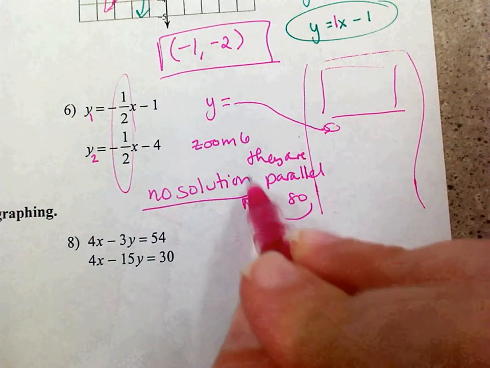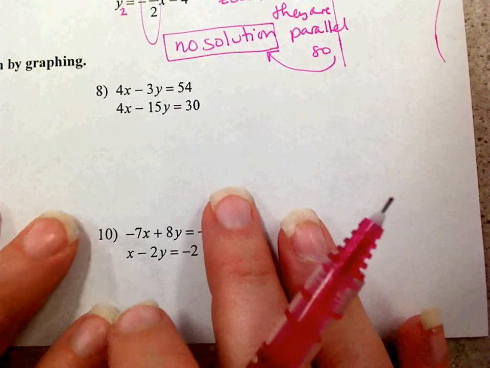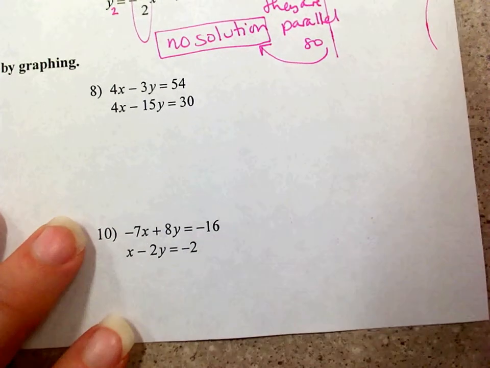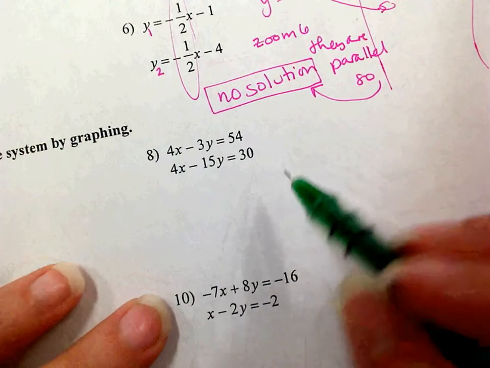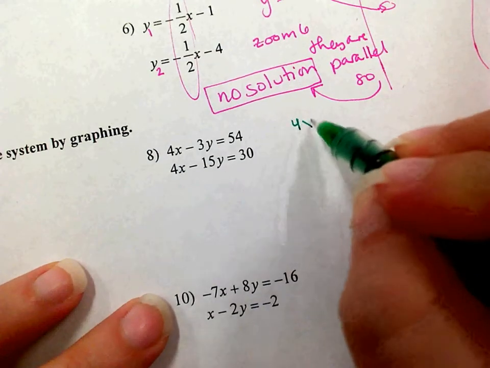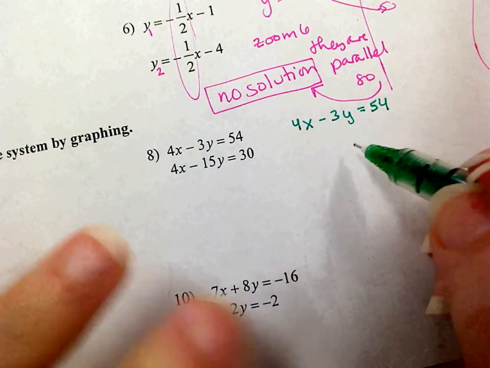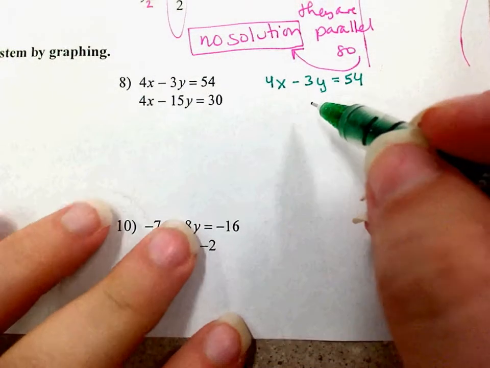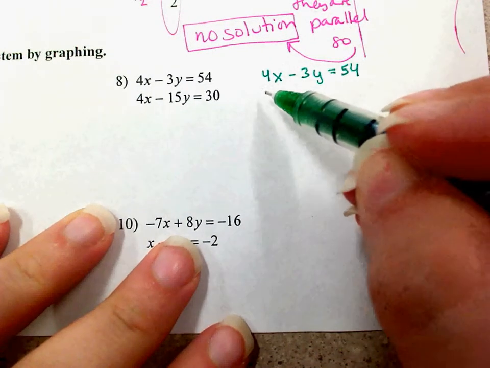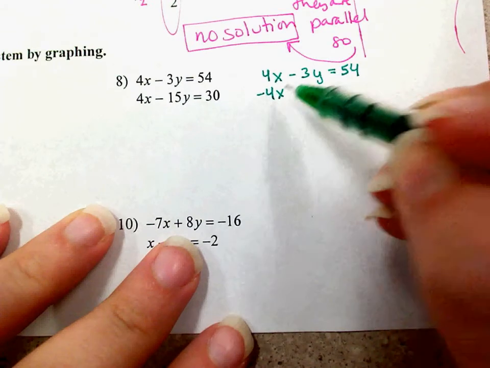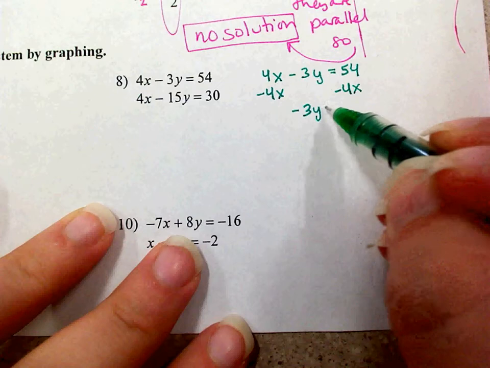Now I want to do the same thing on number 8, except for what do I not have by themselves? Y. So what do I need to do? Good, I need to solve for y. So how do I solve for y here? I think I'm going to subtract the 4x. You okay with that? Good.